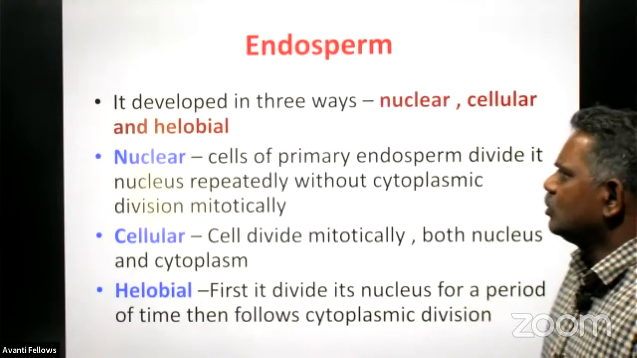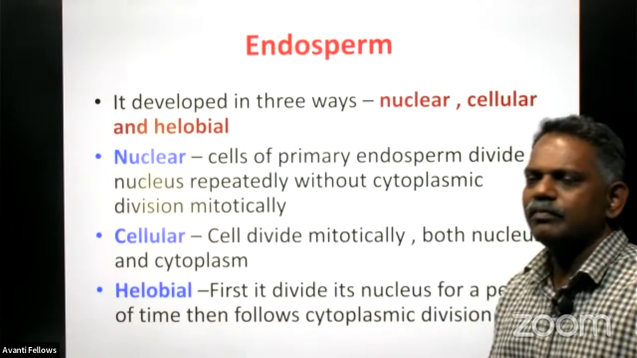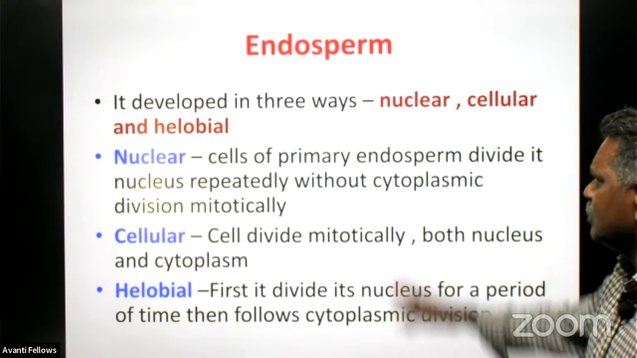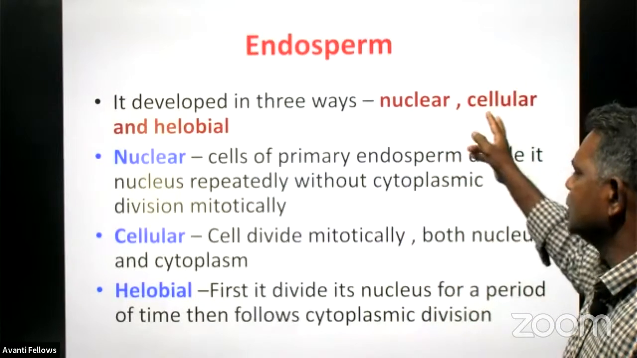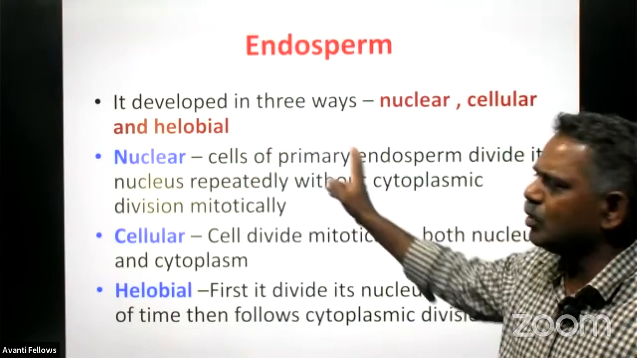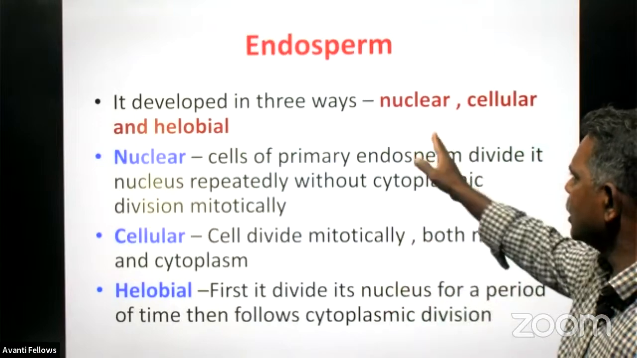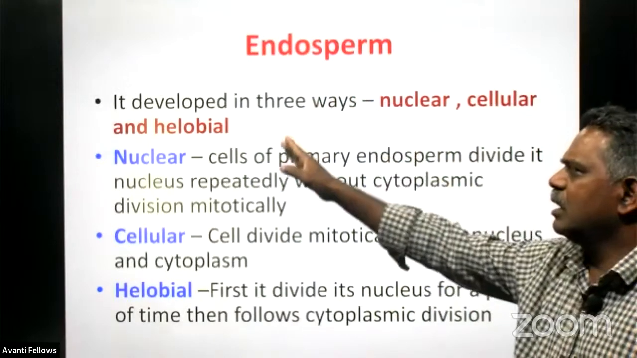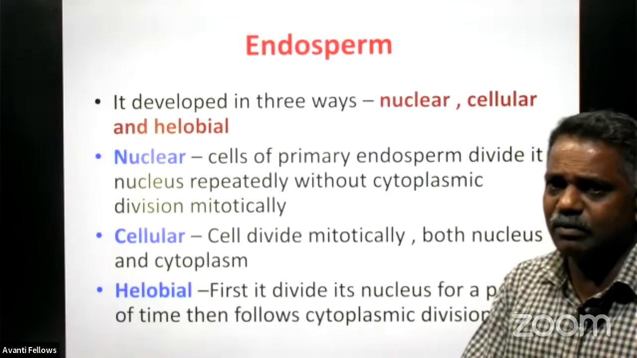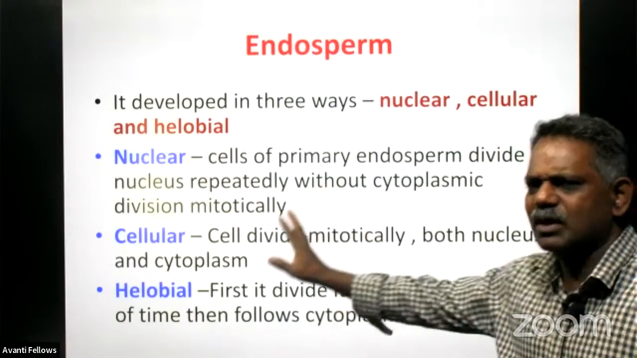Then come to the development. There are three ways of development of endosperm for the storage of food material. One is nuclear, the second is cellular, and the third is a combination of both, which we call the helobial type, right? Nuclear type, cellular type, and helobial type are the common modes of endosperm development. Let us start with the nuclear development, a simple concept.